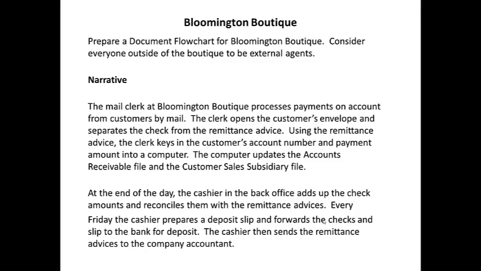So back to our narrative. Here are our external and internal agents, and I've identified 3 main processes. The first one is represented with the action verbs that are underlined in green: opens, keys, and updates. The second process is reconciles, and that's underlined with a yellow line. And then prepares, forwards, and sends is the third process, and they're underlined in blue.